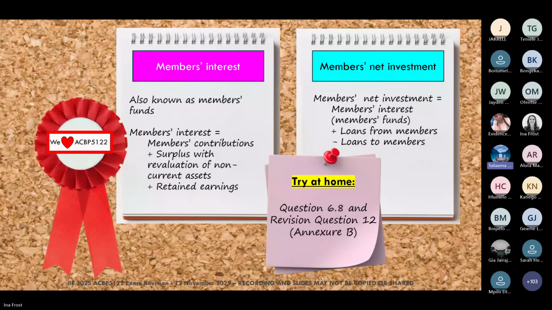Sorry if I may interrupt, in example 6.1 and question 6.1, you can also look, I didn't add them to my list, but they will also help you with those calculations that Salama was referring to.